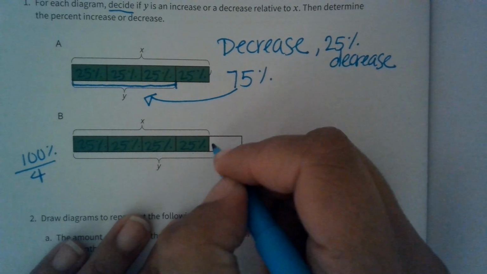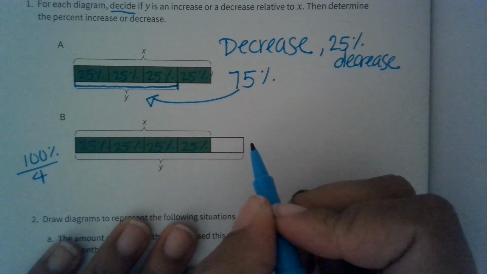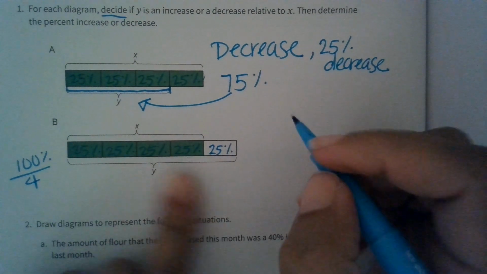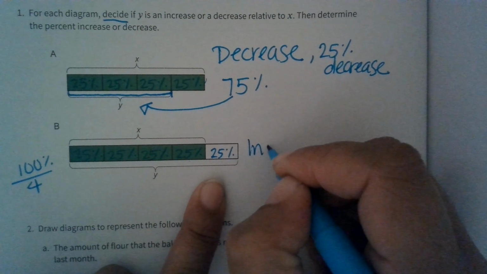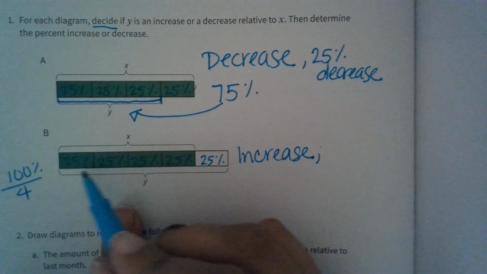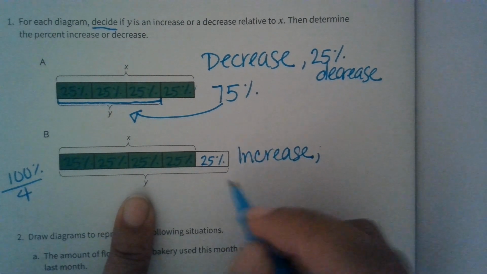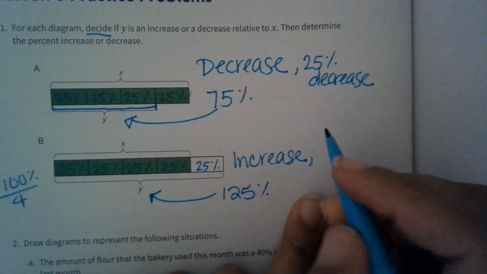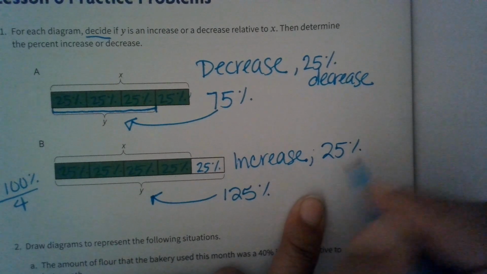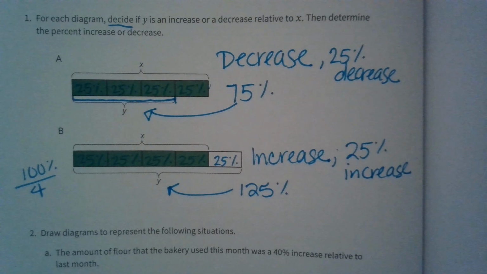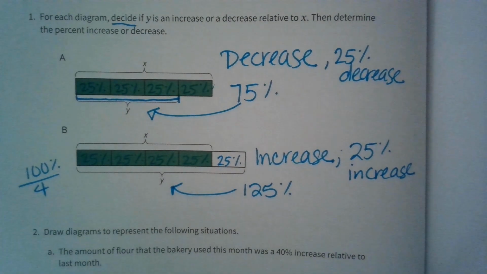Now that means this is an additional box to the 100%. So let's say this is also 25%. So from x to y, there is an increase, which means if I add all these up, the total y value is 125%. Meaning this is a 25% increase. That's how you read parts A and B. This is going to help us do the next problem. So let's look at number 2.